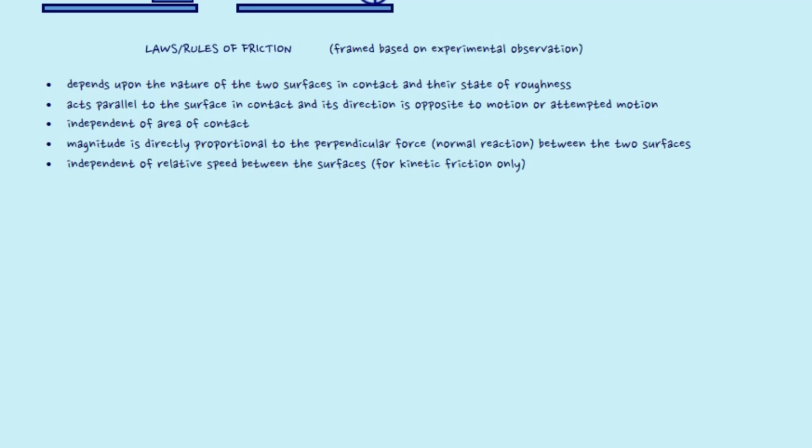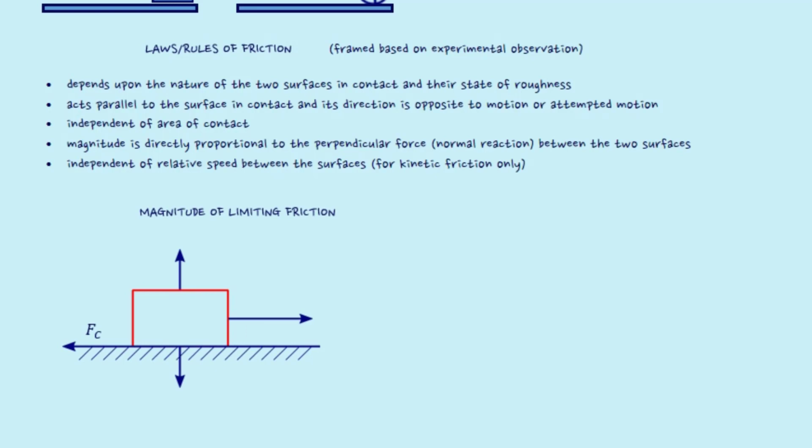Then, the magnitude of frictional force for static as well as kinetic friction is directly proportional to the perpendicular force termed normal reaction between the two surfaces in contact. Finally, in the case of kinetic friction only, the frictional force is independent of the speed of one surface relative to the other surface. Now we are going to discuss the magnitude of limiting friction.